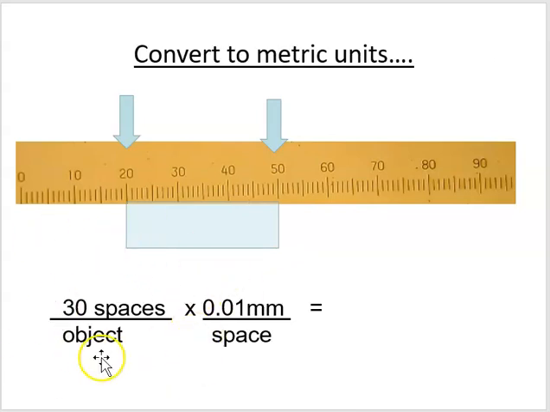So take my 30 spaces per object, and remember at this magnification, 100 times total power, we've got 1/100th of a millimeter for each space on that ocular ruler right there. Your numbers cancel out in terms of the units on top and bottom, and you end up that this object, if I was measuring it at 100 times total magnification, is 0.3 millimeters in size right there.